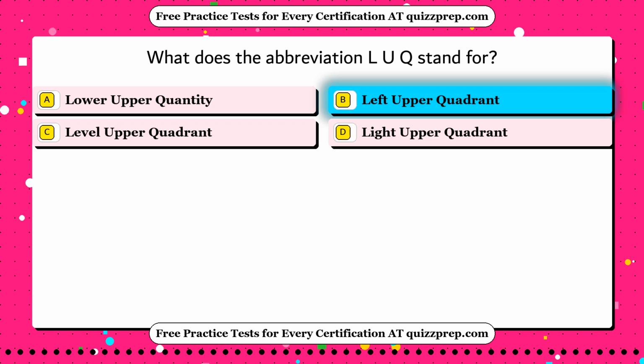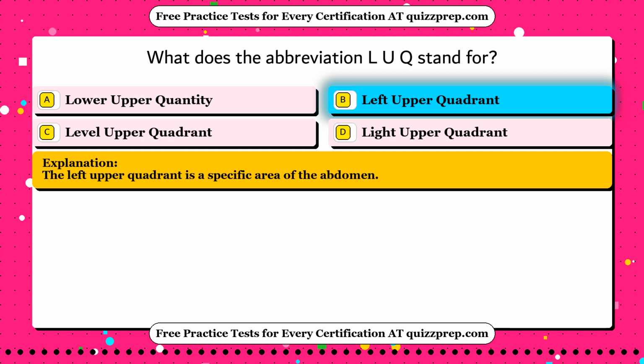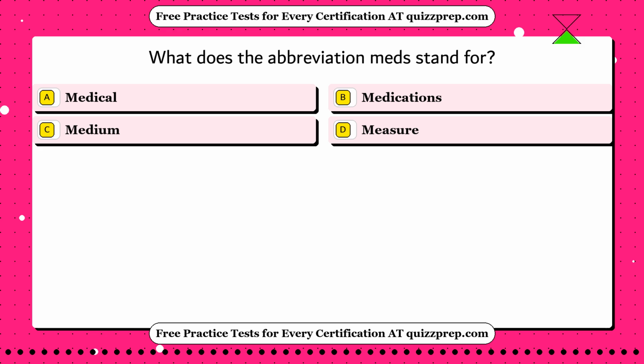The correct answer is option B, left upper quadrant. The left upper quadrant is a specific area of the abdomen. Question 71. What does the abbreviation MED stand for? Option A, medical. Option B, medications. Option C, medium. Option D, measure.